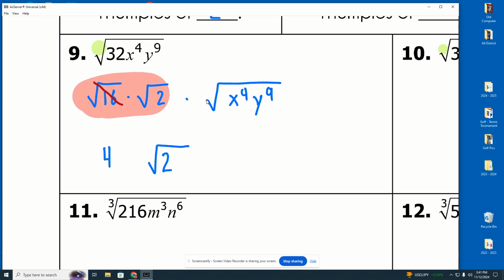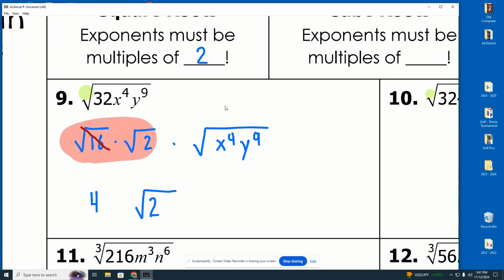And here's how it works. In order for a variable to escape a radical, it's not that 4 has to be a perfect square or that 9's a perfect square. It's all about being a multiple of 2. So here's what we do instead. Instead of saying, hey, is 4 a perfect square? No, you don't do it that way. You say it like this. How many times will 2 go into 4? Well, it goes in there twice. So x gets to escape twice.